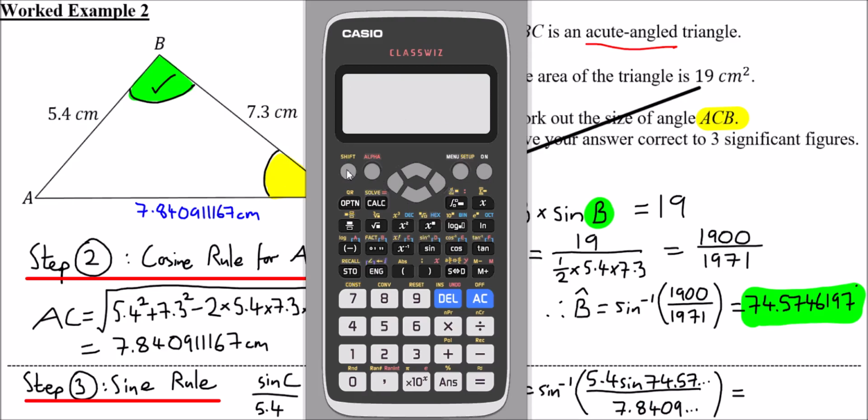So we do shift sine minus 1, press the fraction button, 5.4 sine of b, which is this awkward number here, 74.5746197, divided by this number here, which we've stored in the previous answer. And what have I done wrong here? I need to close a bracket off.